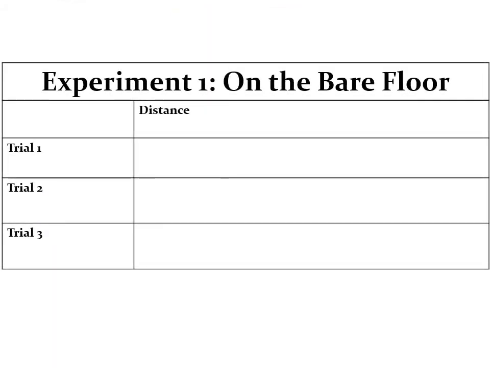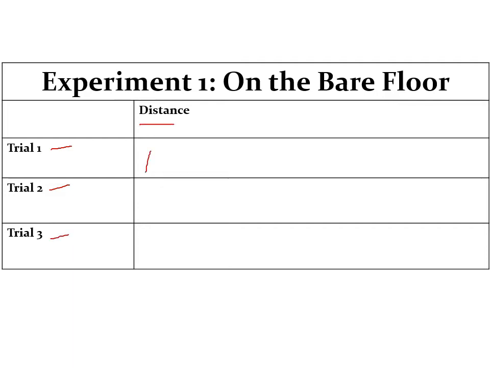So this is a data chart. You can make one of these, or if you want to print mine out, I've posted it on PowerSchool and you can print it out. If you're a C student, I can give you one in person in class. Or if you're an O student, I can put it in the next pickup bag for you. So it says here, experiment one on the bare floor. And we've got trial one. That just means our first try, second try, third try.